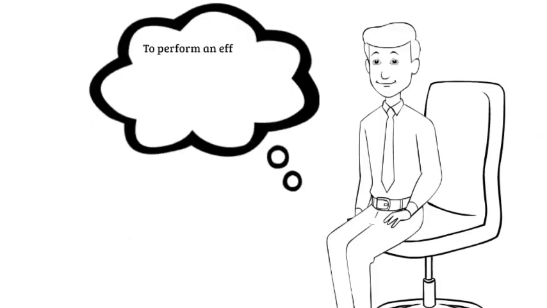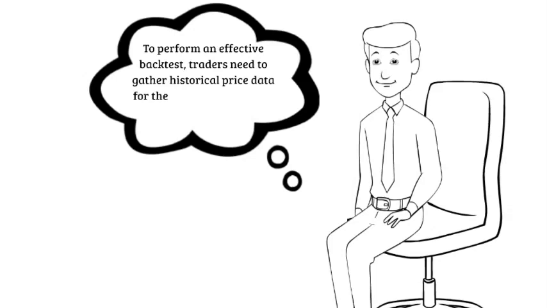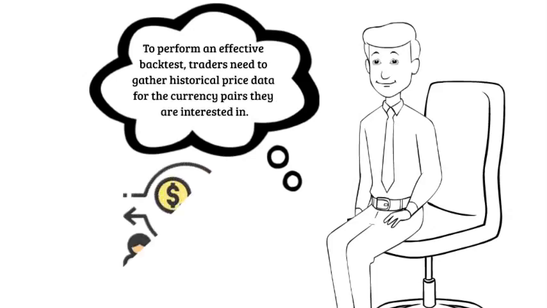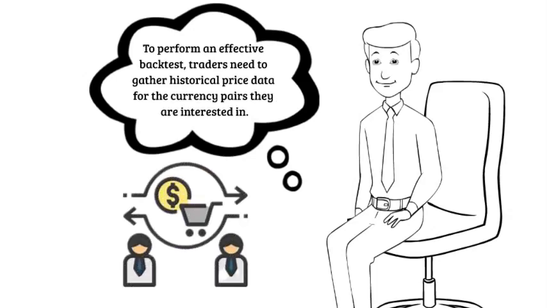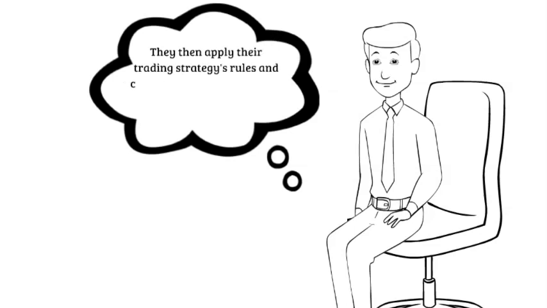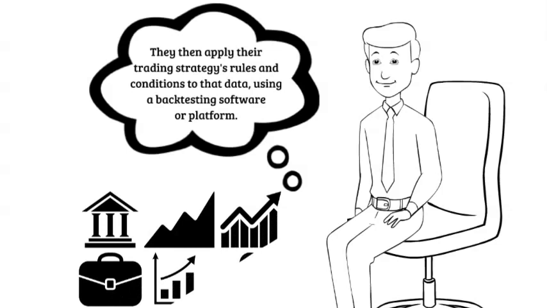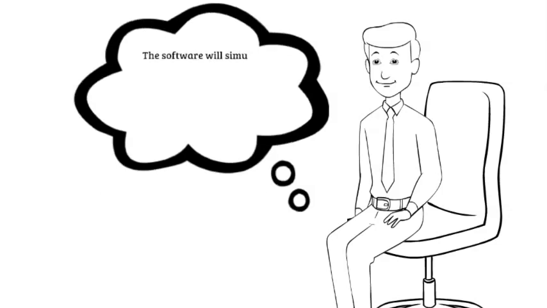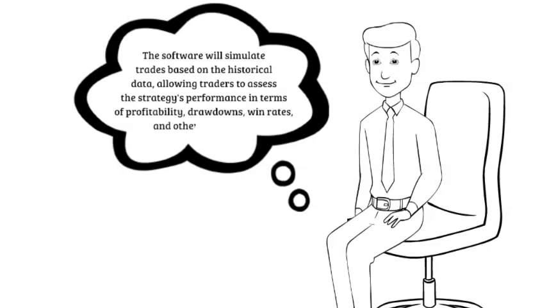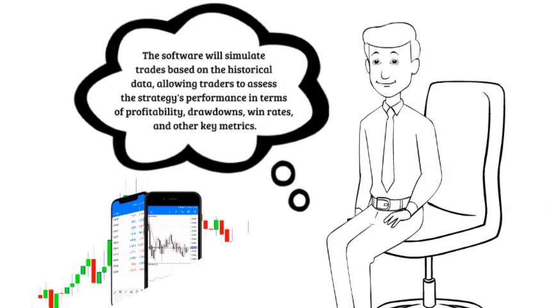To perform an effective backtest, traders need to gather historical price data for the currency pairs they are interested in. They then apply their trading strategies, rules and conditions to that data, using a backtesting software or platform. The software will simulate trades based on the historical data, allowing traders to assess the strategy's performance in terms of profitability, drawdowns, win rates, and other key metrics.